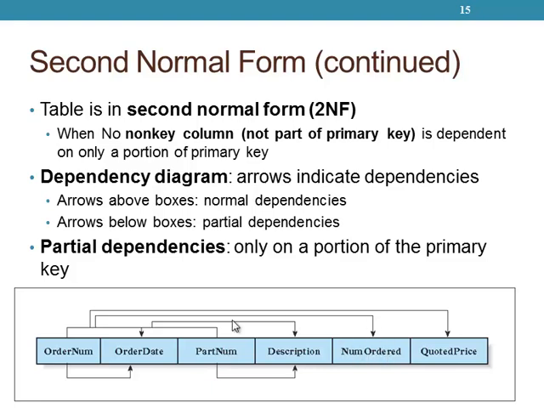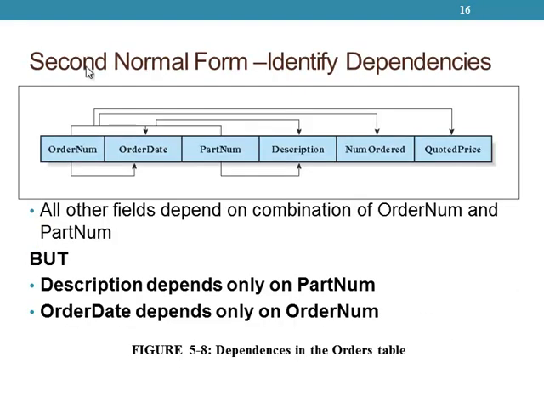Num ordered is also dependent on order num and part num, as well as quoted price. But description here is also only dependent on part num. Order date is only dependent on order num. So when you get into your second normal form, you're identifying your dependencies. Alright, so you want to separate into different tables such that your description only depends on one thing.